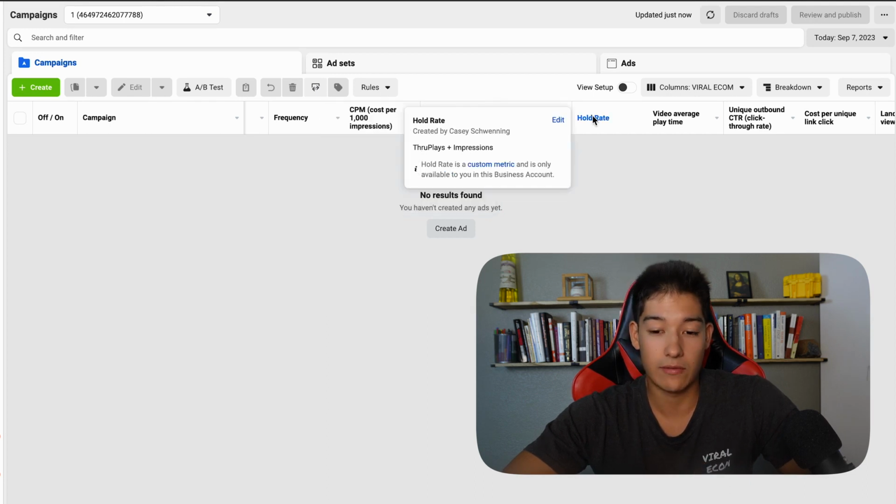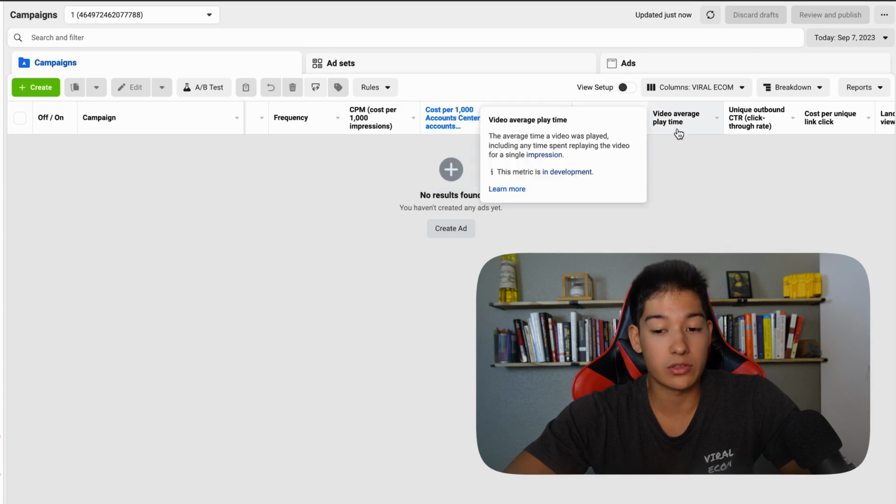And we have the hold rate, which is also a custom column, and it is through plays divided by impressions. So through plays is when your video is watched all the way through, I think past 15 seconds, divided by impressions. So this goes along with the video average play time. Obviously you want people watching your ads for longer, staying on your ad for a longer time. They're more likely to go to your website and make a purchase.